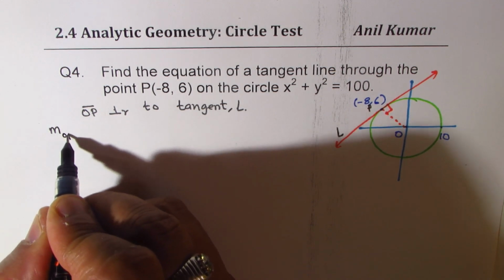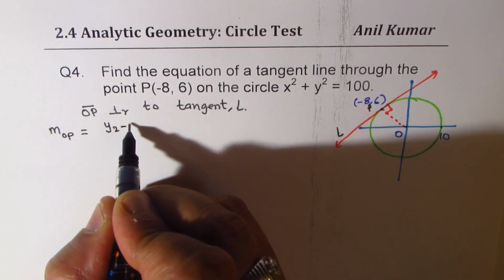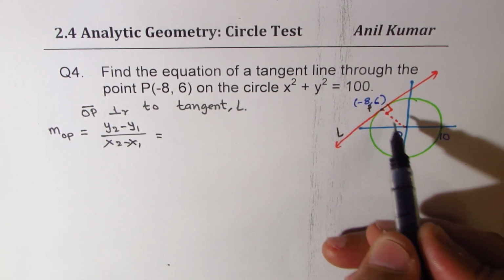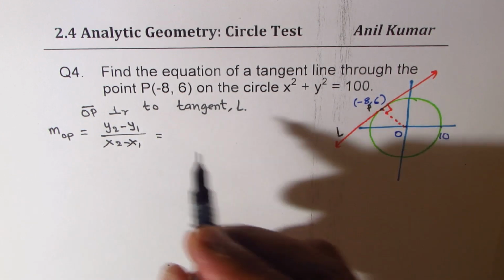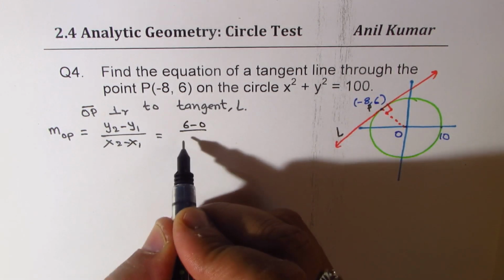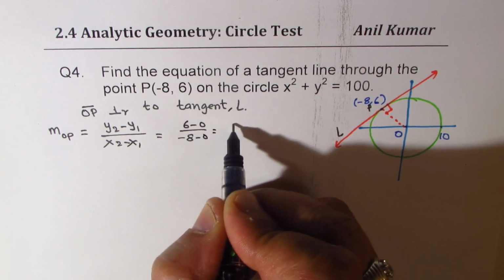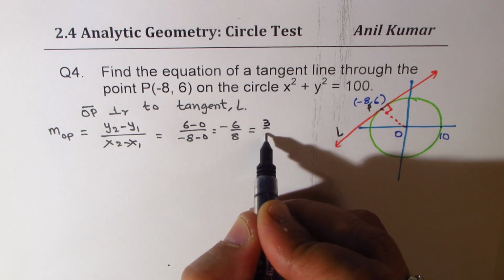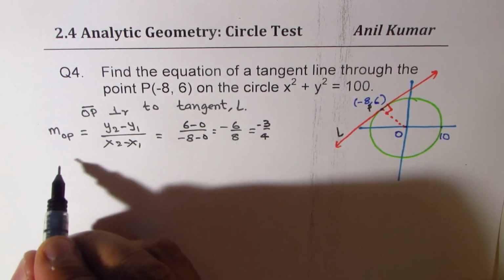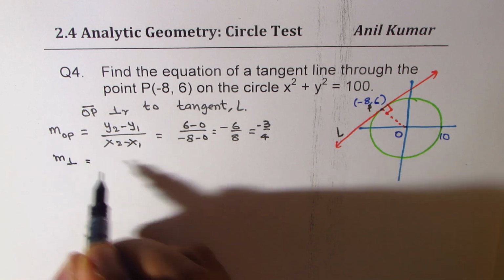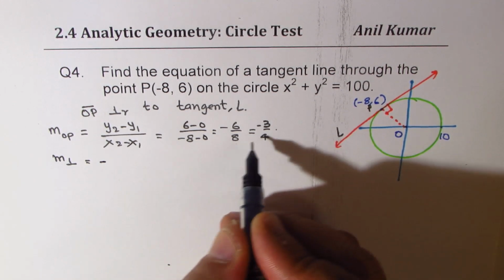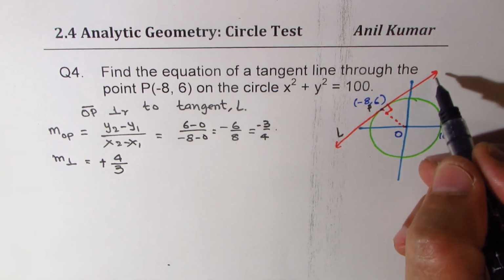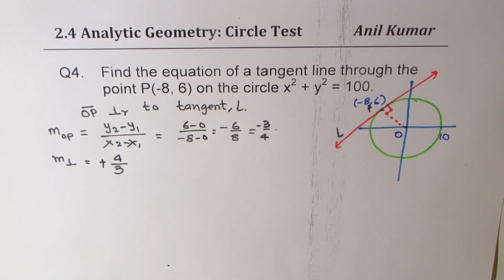So the slope of OP is using the formula y2 minus y1 over x2 minus x1. Origin means 0, 0, right? So it is 6 minus 0 over minus 8 minus 0. That is 6 over 8 with a negative sign. Dividing by 2, we get 3 over 4 with a negative sign. Now the slope of the perpendicular is the negative reciprocal. So it is negative of negative, meaning positive 4 over 3. Makes sense? Our line has a positive slope.